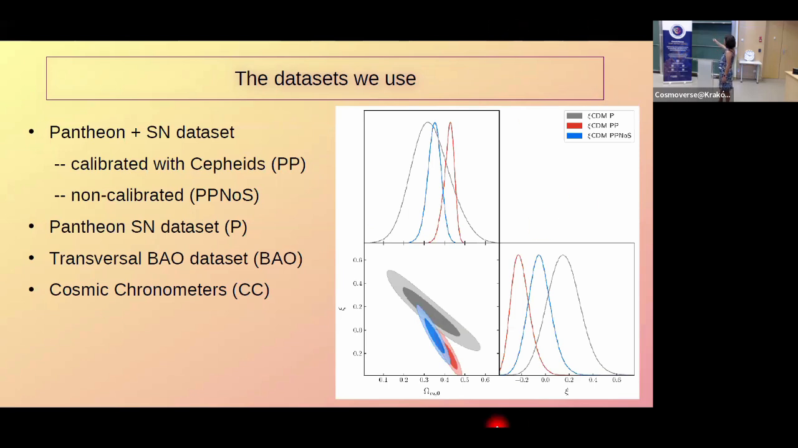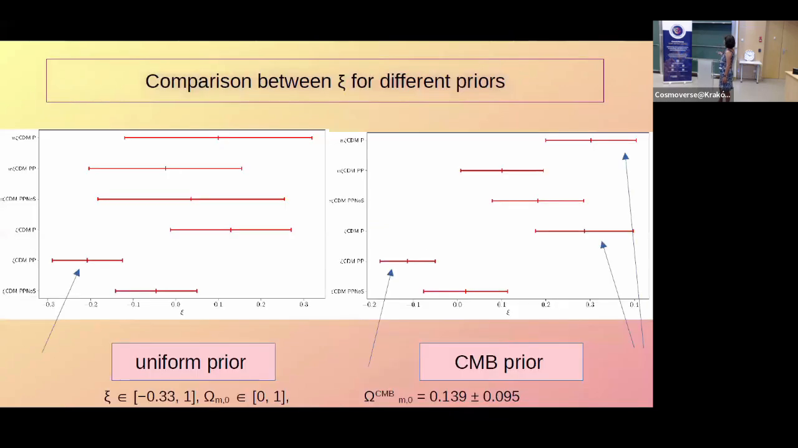So first, this is the posterior for the Xi-CDM model because it looks better. And you can clearly see that the three different supernovae data sets give definitely different results. So the pure Pantheon gives much wider constraints, while the Pantheon plus is much more narrow. But you can also see they are definitely giving different results. And I'm going to discuss this in the next slides.